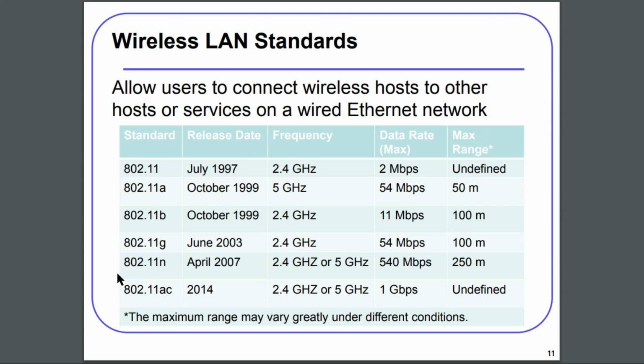is 100 meters. Next one is 802.11n, release date is April 2007, 2.4 GHz or 5 GHz, data rate is 540 Mbps, maximum range is 250 meters. Next one is 802.11ac and release date is 2014. Frequency is 2.4 GHz to 5 GHz, data rate is 1 Gbps, and maximum range is undefined. The maximum range may vary greatly under different conditions. So let's check the next slide.